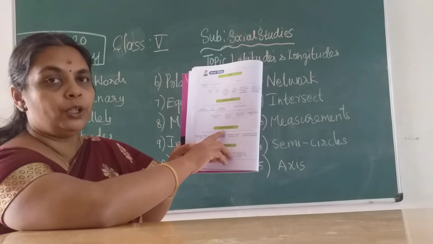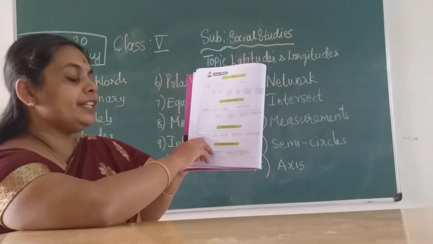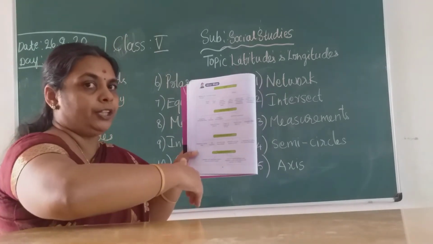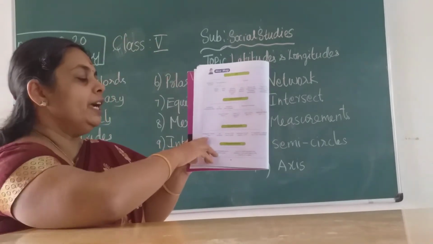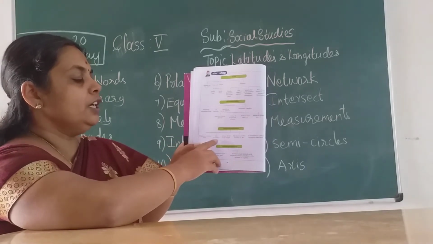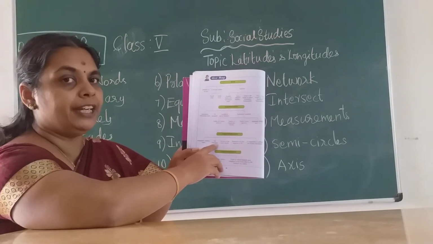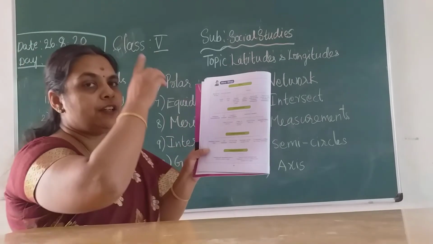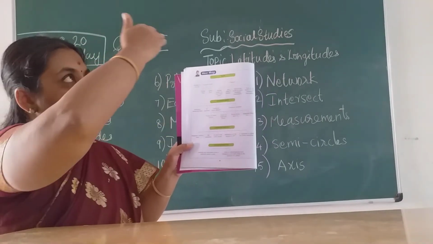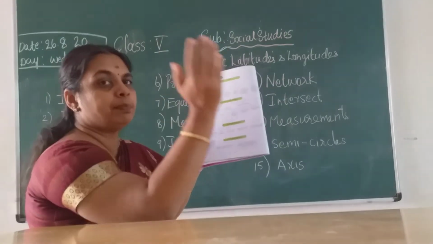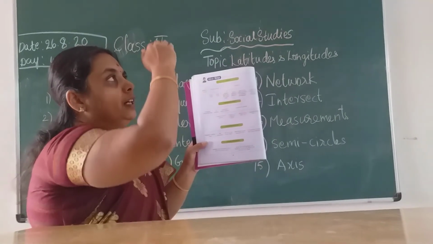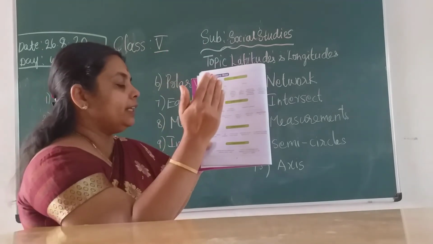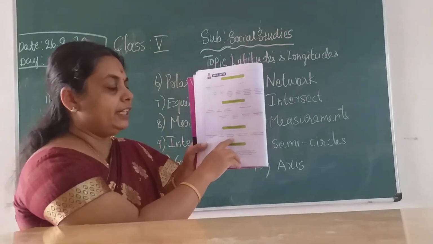Next one, coming to longitudes or meridians, they are also imaginary vertical lines. So from top to bottom, or North Pole to South Pole, these lines are drawn. There are 360 meridians, and all are of the same length. That also I showed you on the globe. As the world is spherical in shape, the lines drawn from north to south are all of the same length.